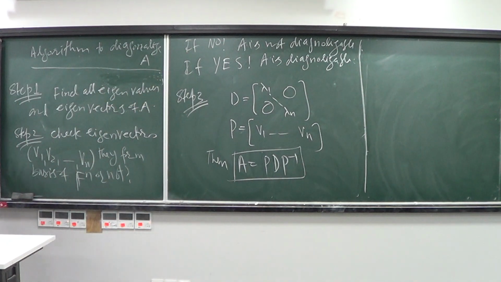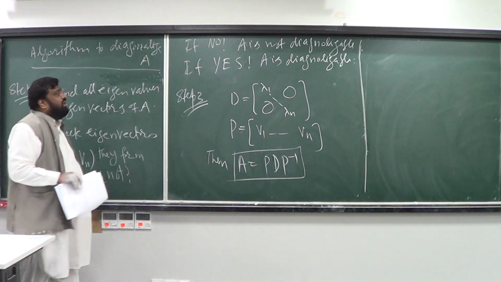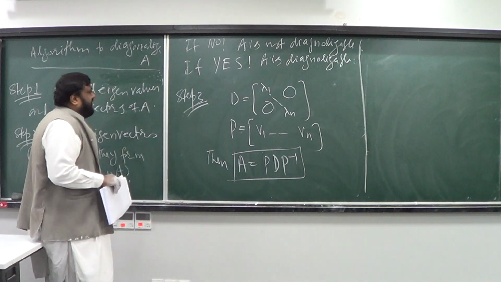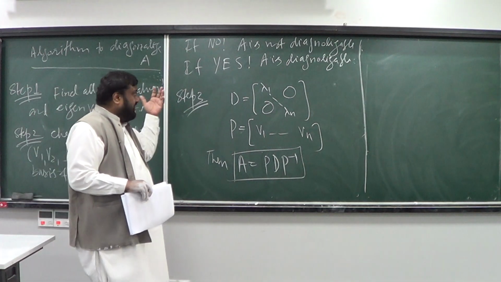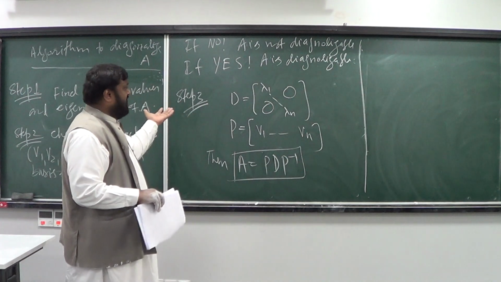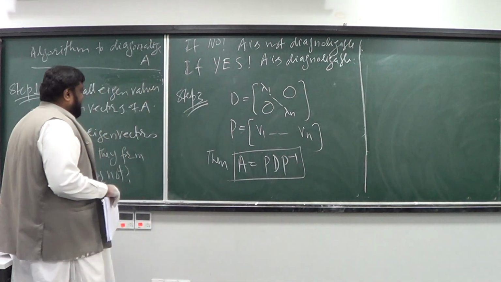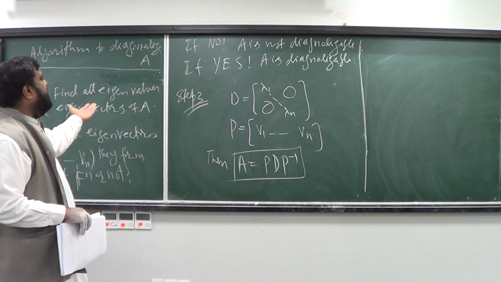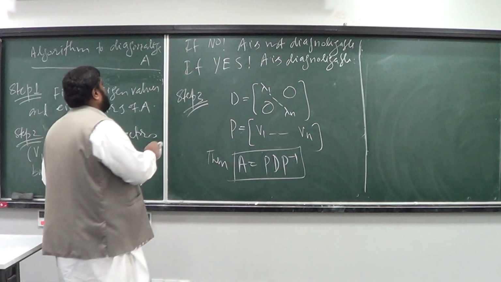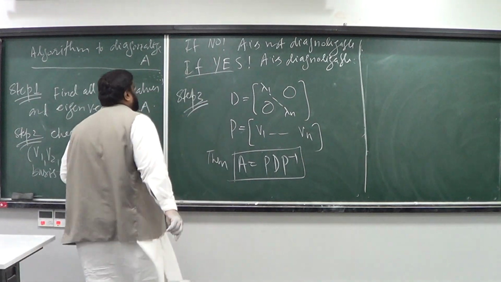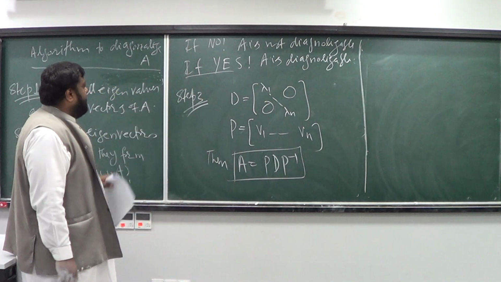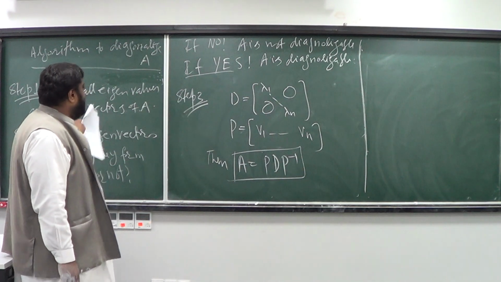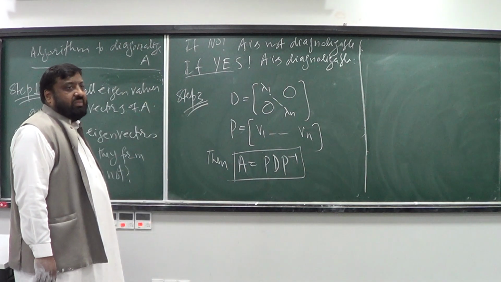So what are the 3 steps? First, find all eigenvalues and eigenvectors and check whether the eigenvectors form a basis for Fn or not. If they form a basis, A is diagonalizable. If not, you can't diagonalize A. And if your answer is yes, you can proceed to step 3, which is that you take the eigenvalues and make a diagonal matrix out of them.